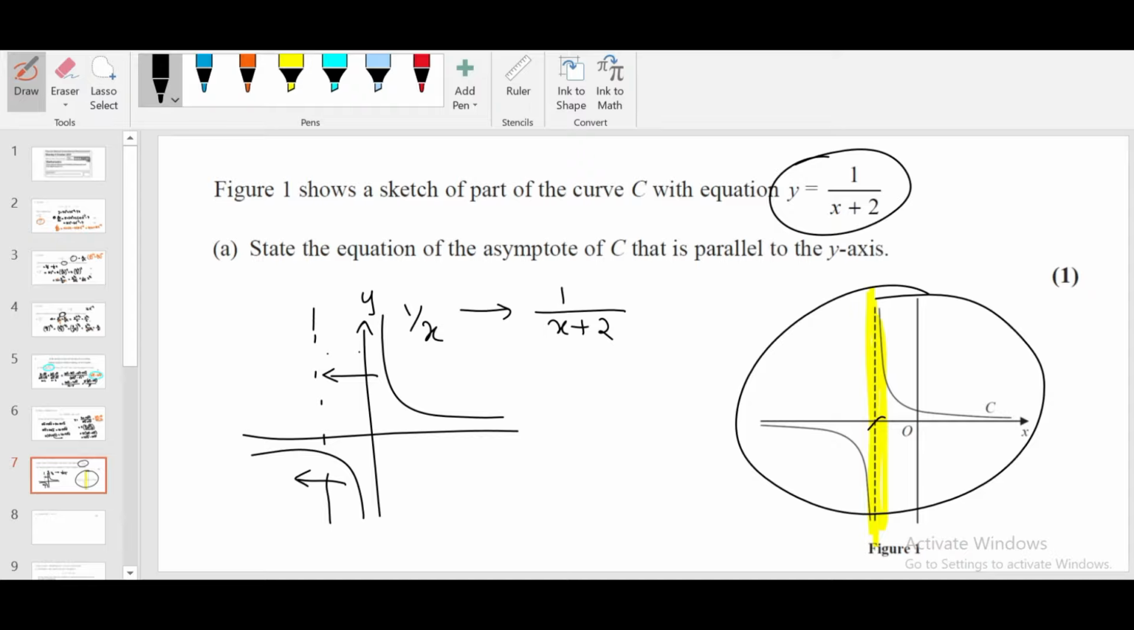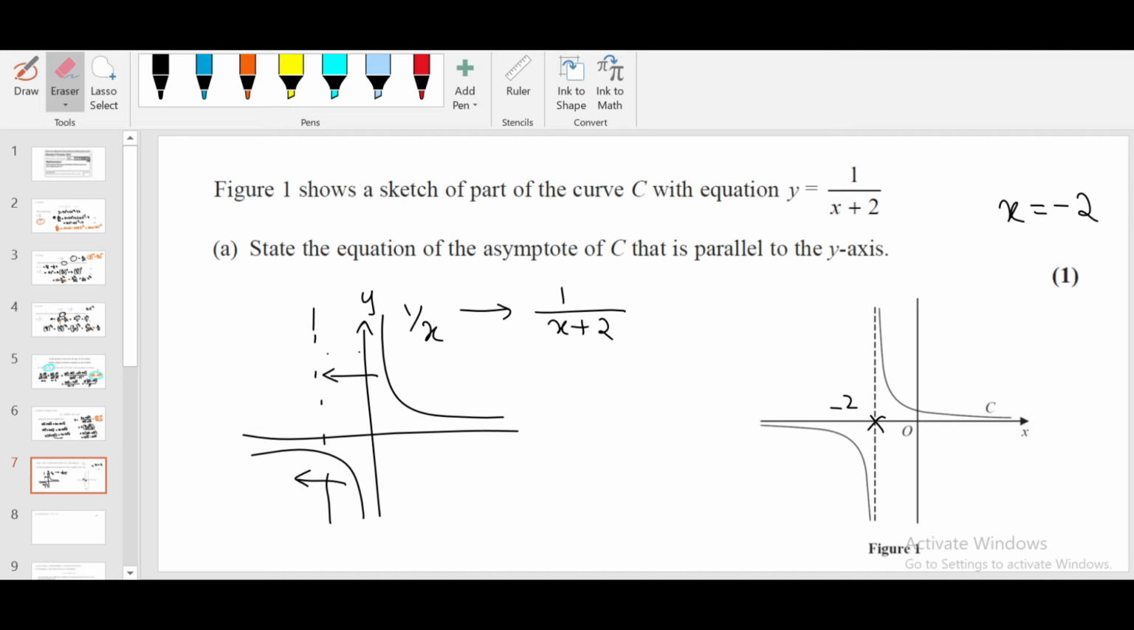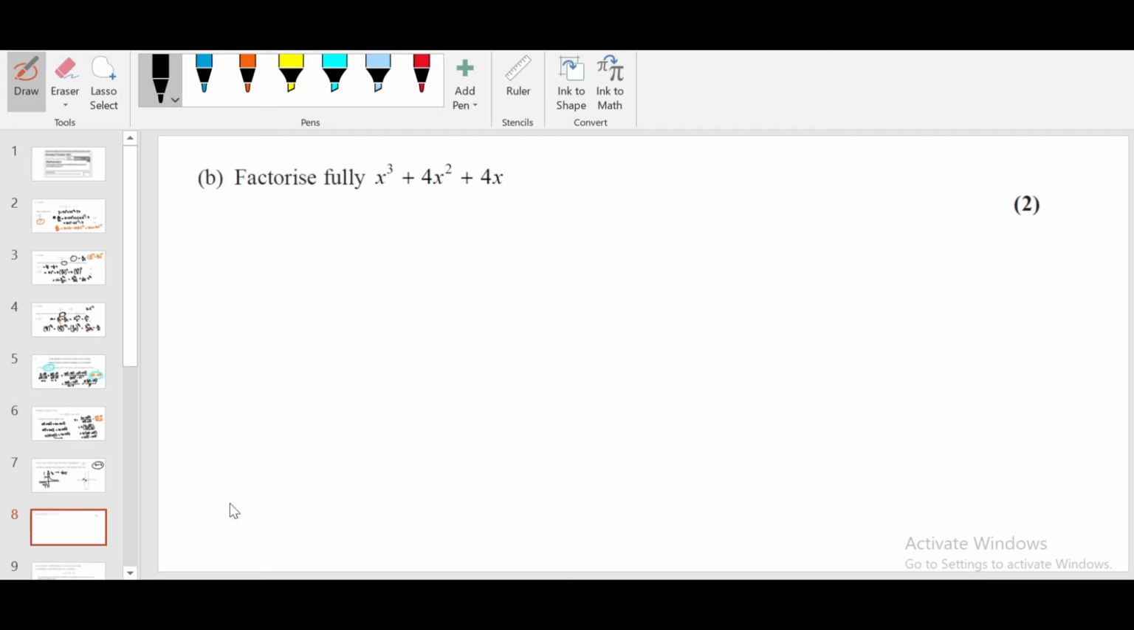So this is basically negative 2. So the equation of the asymptote is x is equal to negative 2. That's the equation. You cannot simply write negative 2, you won't get a mark. You need to write x is equal to negative 2 to get 1 mark here. That's part A. Let's move on to part B.